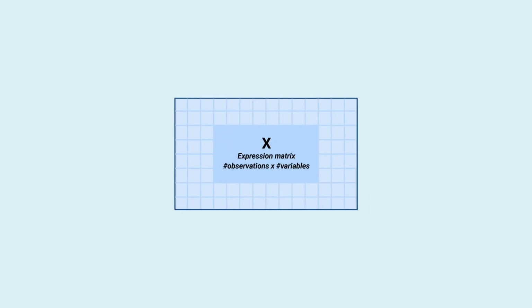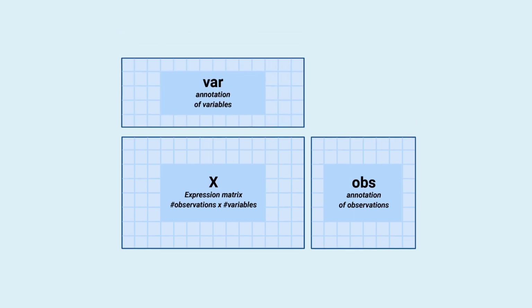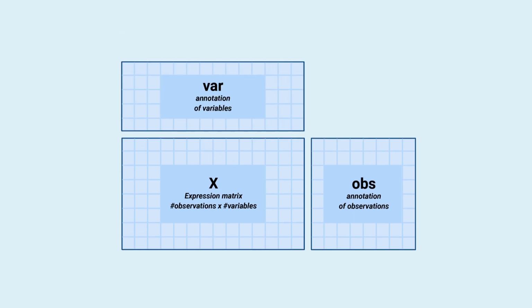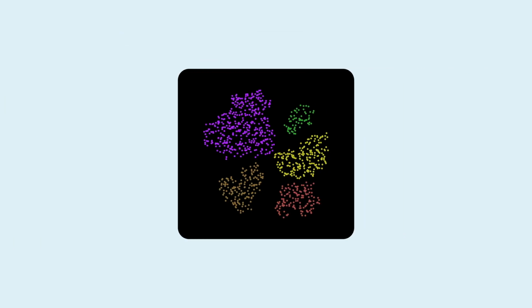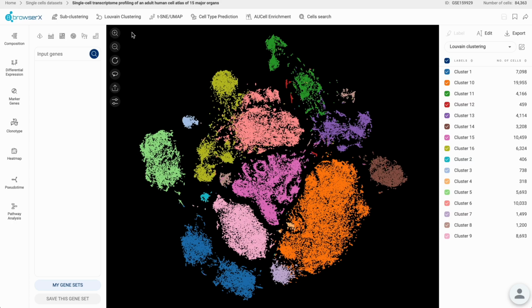Visualizing a single-cell sequencing dataset can be a very challenging task since there are multiple layers of annotations on top of the expression matrix. On BBrowserX, we provide a simple interface to visualize and interact with metadata. Now, let's learn how to navigate the BBrowserX interface and manage metadata.